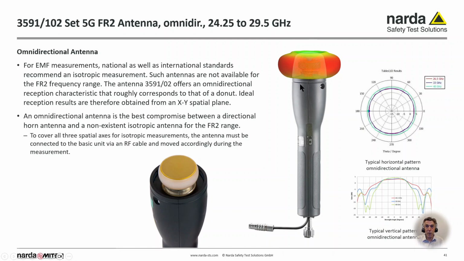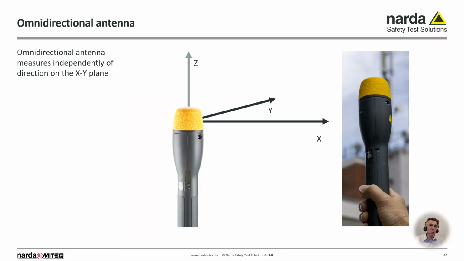We couldn't find a solution for isotropic antennas, so we said omnidirectional is the best compromise. Because in many cases you don't have to measure into the air or to the ground. So that's why we have this omnidirectional antenna also on board. So why do we now have, here again a little picture.